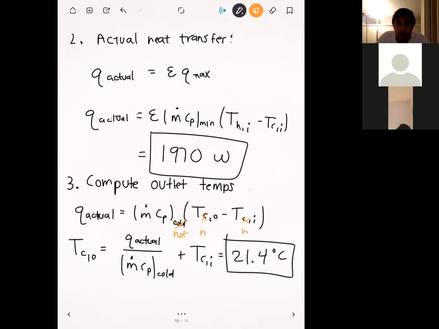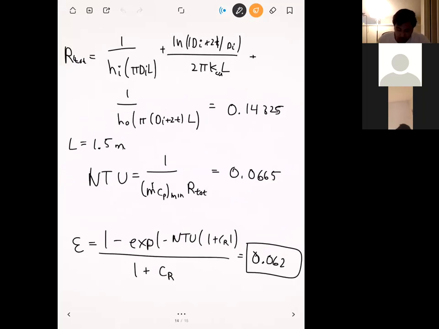Professor, I did have a quick question. Sure, what's up? For the compute effectiveness for the final answer. Yep, that is 1 minus EXP of minus NTU times 1 plus CR. What's the EXP part? EXP is exponential. And so when you have exponential of x, this is the same thing as e raised to that x. And so this is taking 1 minus e raised to the minus NTU 1 plus CR.